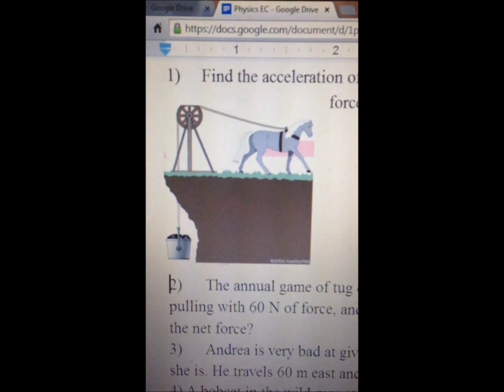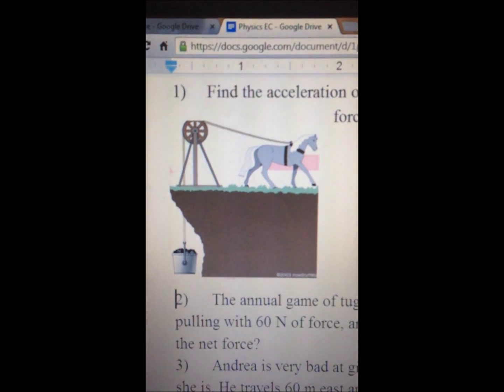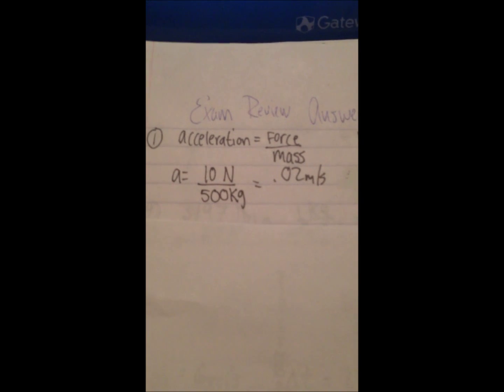She weighs 500 kilograms and the bucket she's pulling has 10 newtons of force. First, we're going to list what we know: the 10 newtons and the mass of 500 kilograms. We're going to plug that into our formula. Acceleration equals force over mass. When we plug in what we know, we get 0.02 meters per second.